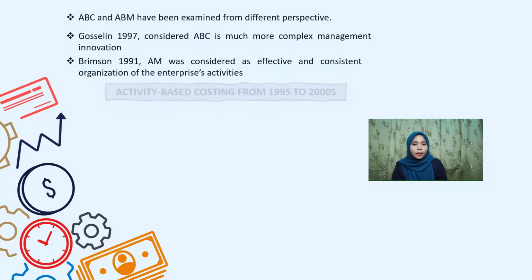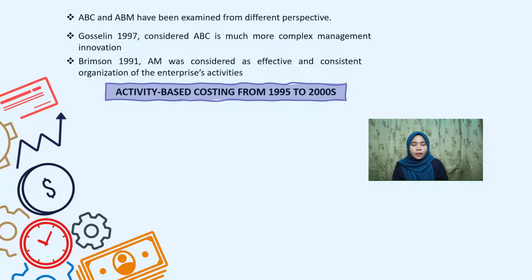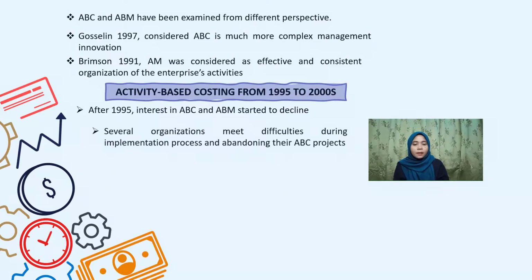Okay, so activity-based costing from 1995 to the 2000s, according to Gosling 1997, Ince et al. 2000, Kaplan and Anderson 2004: after 1995, the interest in ABC and ABM started to decline. The management accounting community noticed that several organizations that had adopted and implemented ABC were meeting difficulties during the implementation process and that several organizations were abandoning their ABC projects.